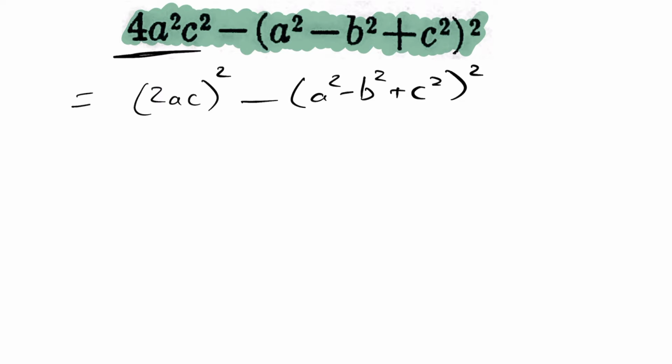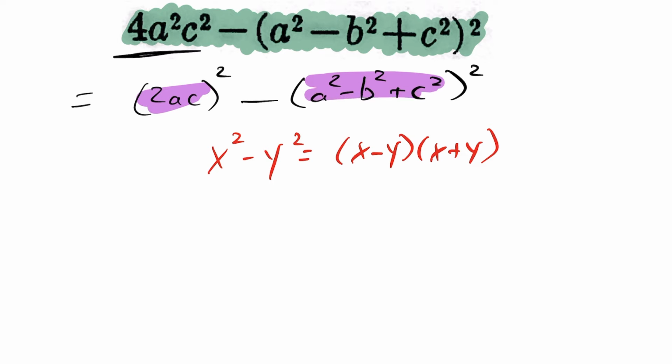So right away, I can do my difference of squares formula. If you remember, your difference of squares formula is expressed as x squared minus y squared is going to equal x minus y times x plus y. So in this case here, this is now my x, and this entire expression is now my y. So I'm going to go ahead and apply my formula here.